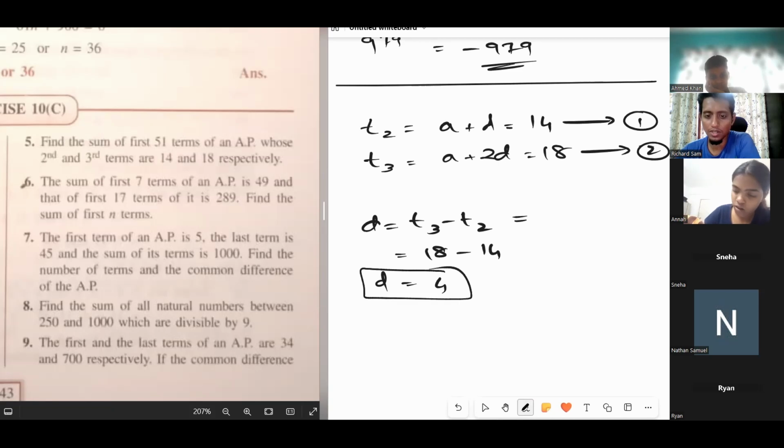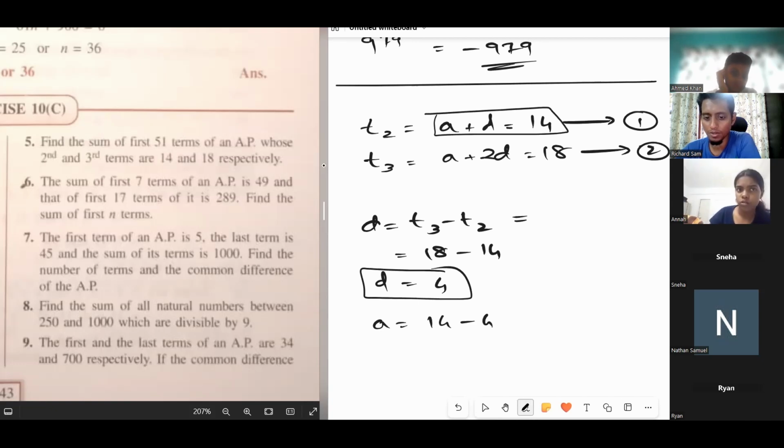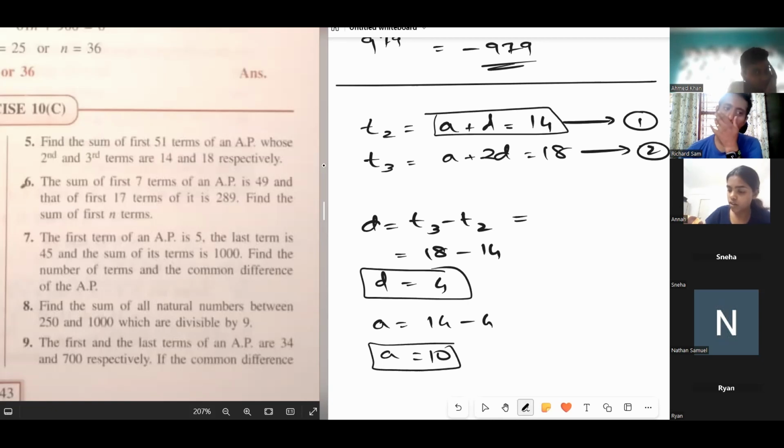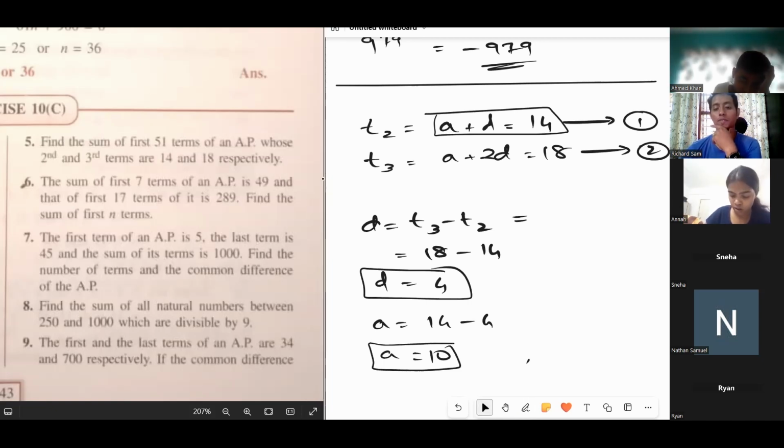Okay, so once you get D, then you can find A. So take this formula here, put D over here. So A will be 14 minus 4. Right, if you take the D to the right side, 14 minus 4, so A is 10. Okay, so we got D, we got A. Now they're asking find the sum of the 51 terms. So N is 51 and find sum. So you have all your values A, D, and N.